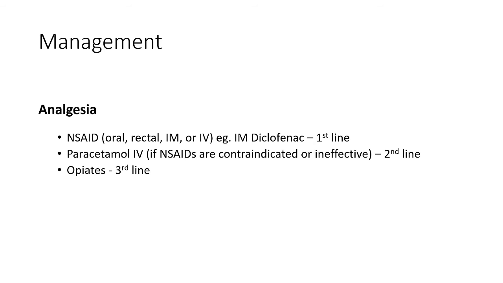Immediate pain relief is the primary treatment. Recommended analgesic used is a non-steroidal anti-inflammatory such as diclofenac, and the route of administration can be oral, rectal, intramuscular, or intravenous. Paracetamol IV can be given where a non-steroidal anti-inflammatory is ineffective or contraindicated, for example, in impaired renal function or cardiovascular disease. If paracetamol IV is not available, then opiates can be given instead.